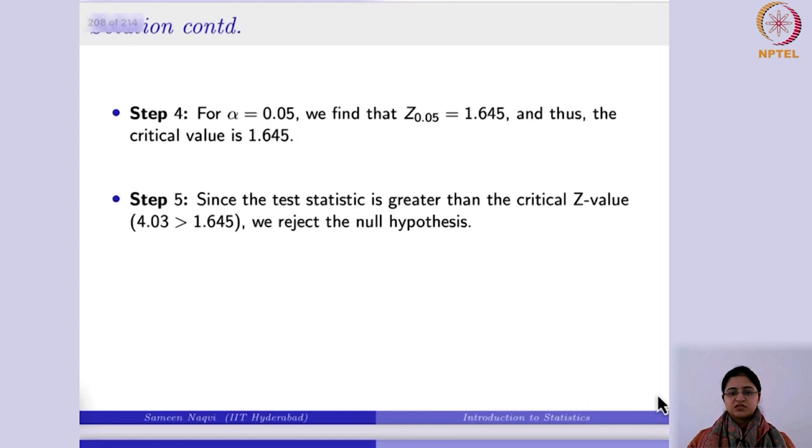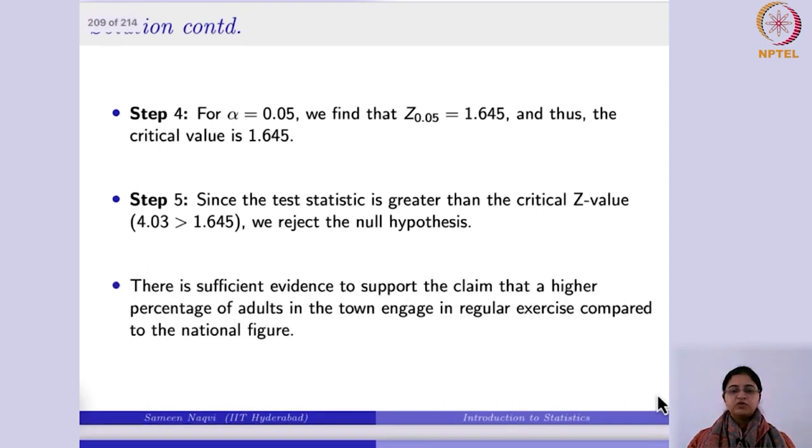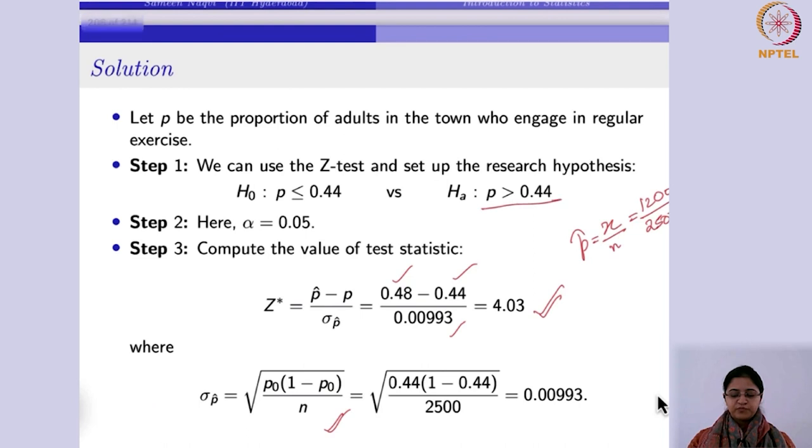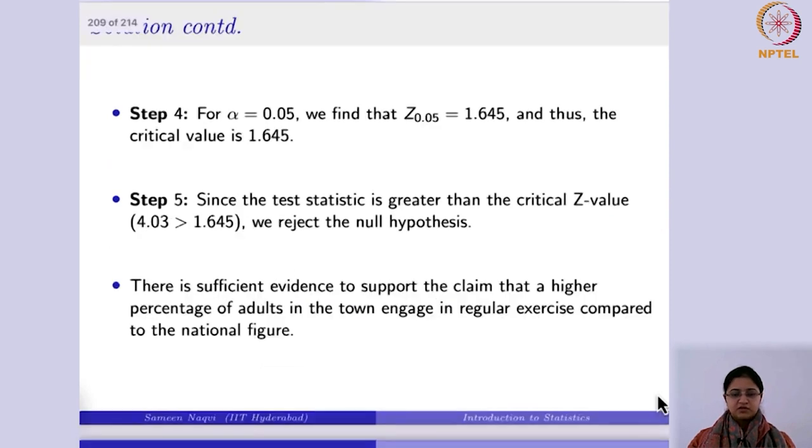Since this test statistic, which was 4.03, is greater than your critical value, you reject the null hypothesis and conclude that you have sufficient evidence to support the claim that a higher percentage of adults in the town engage in regular exercise compared to the national figure. Because his claim was that p is greater than 0.44, you are rejecting the null hypothesis and concluding that the claim the mayor was making is actually correct, right?